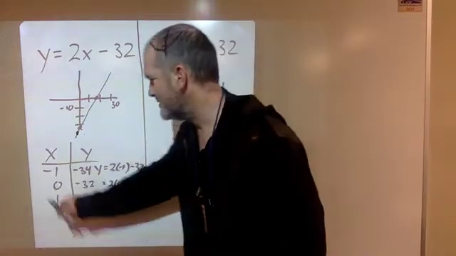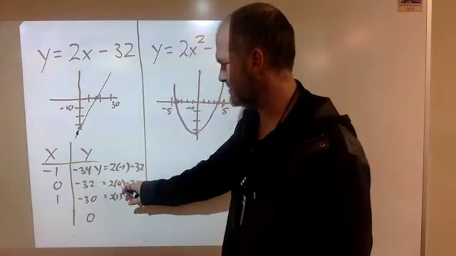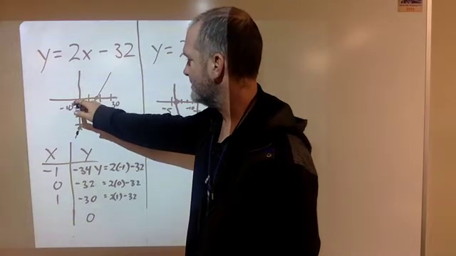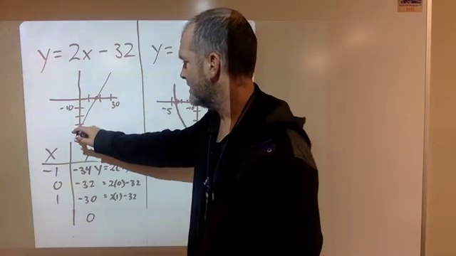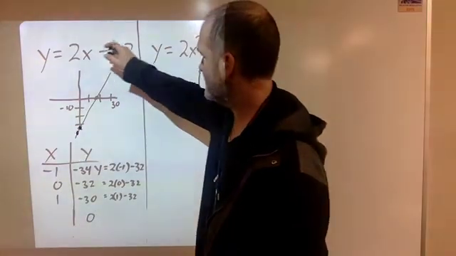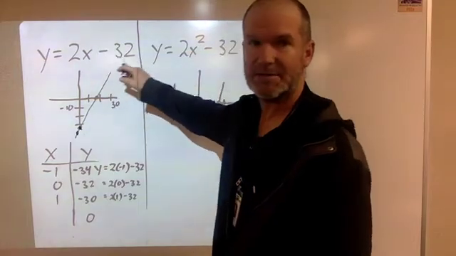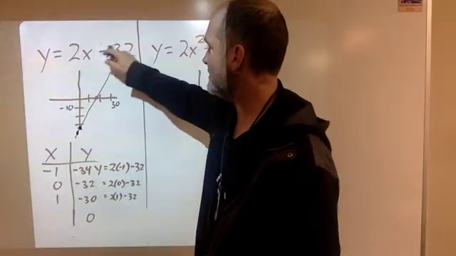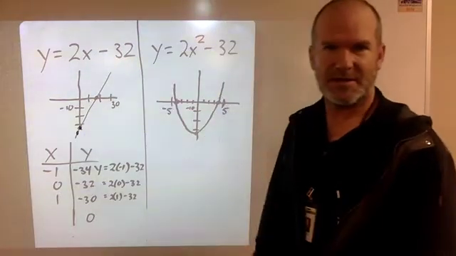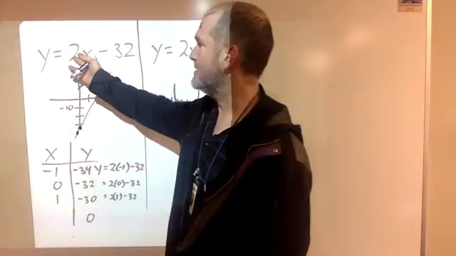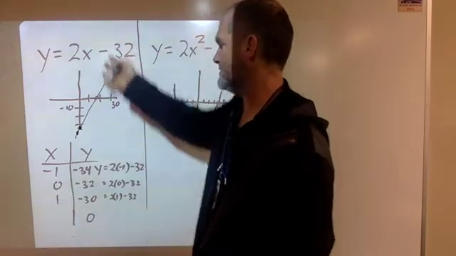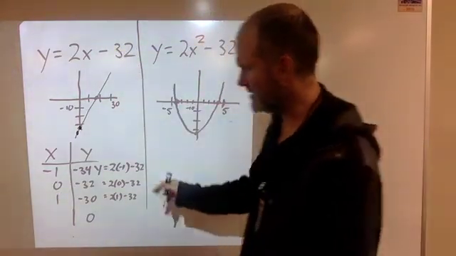Then I plugged in a 0 for x. And 2 times 0 is 0. 0 minus 32 is negative 32. So when x is 0, y is negative 32. That's your y-intercept. The number that's by itself is always the y-intercept, because when you plug in a 0 for x, those terms go away, since anything times 0 is just 0, and you're only left with the number that's by itself. Okay, back to this.